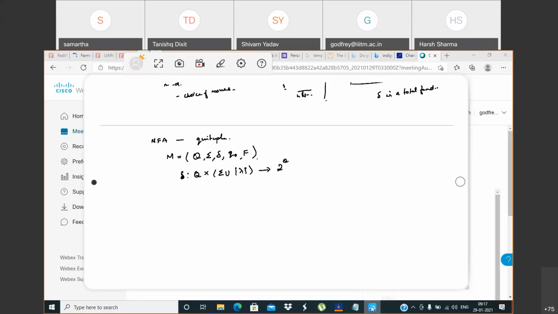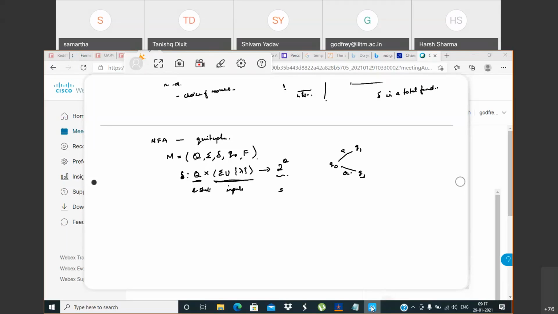So the transition is defined from one particular state, on some input symbol, to a set of states. The range here can be a subset of the power set of Q. So you can go from, say, Q naught to Q1 or Q3 on the input A, in a single transition delta.